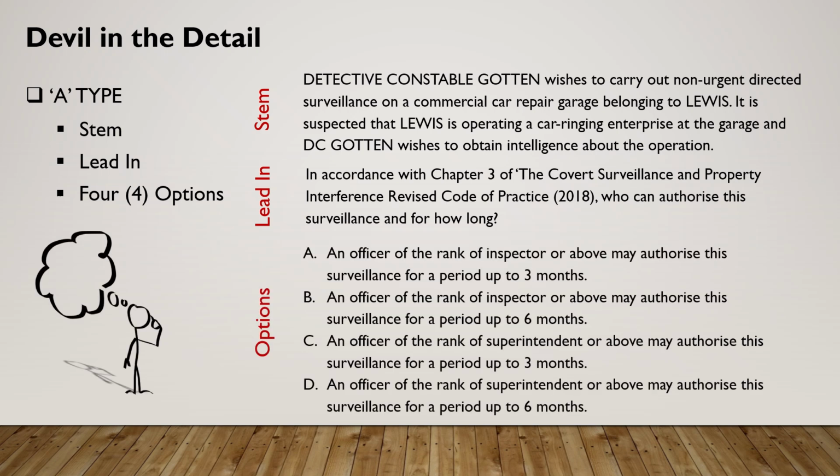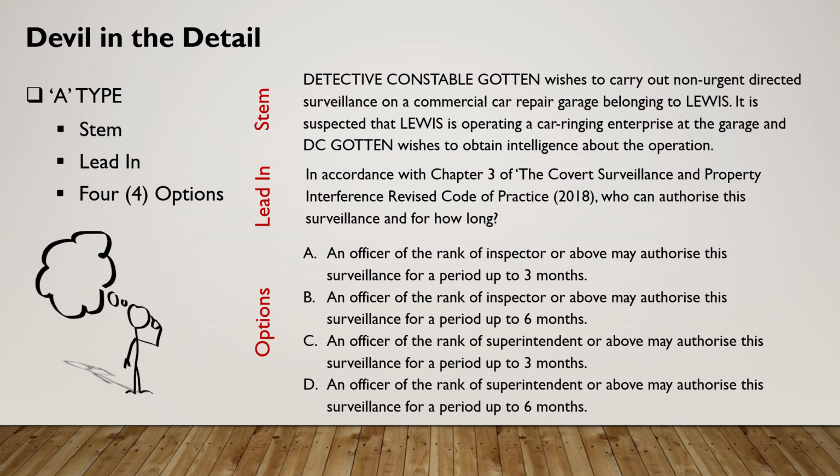So, is it A, an officer of the rank of inspector or above may authorise this surveillance for a period of up to 3 months? Or is it B, an officer of the rank of inspector or above may authorise this surveillance for a period up to 6 months? Or is it C, an officer of the rank of superintendent or above may authorise this surveillance for a period of 3 months? Or D, an officer, again of the rank of superintendent or above, may authorise this surveillance for a period of 6 months.